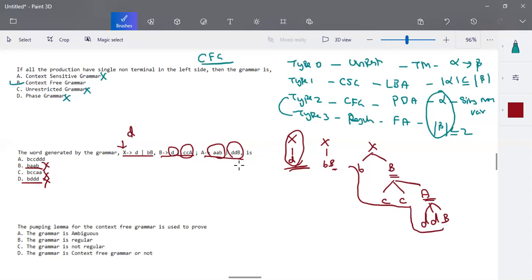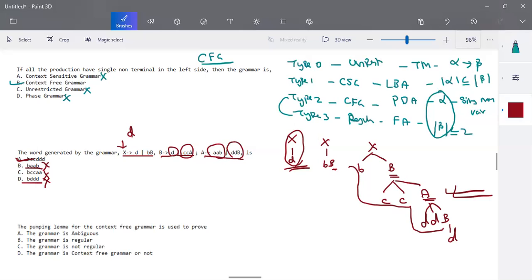So the only leftover option that is not cancelled is BCC triple D. So BCC double D is already there. If there is a possibility of deriving this B to D, then the input is accepted, and you have a production as B tends to D. So we can have this possible transition. So this is the correct option for this question. The word generated by this grammar is BCC triple D.